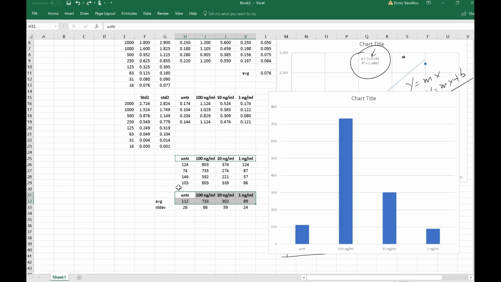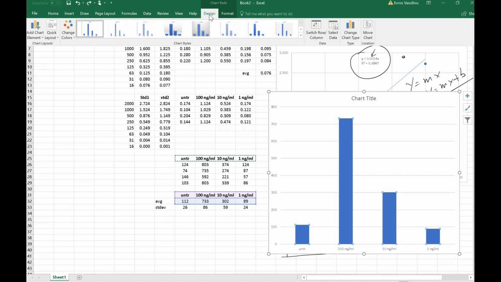All right. So let's put the standard errors. In this particular case, we're putting the standard deviations on the actual bars. So how do we do that? If you click on any of the bars and you go under Design, do you have Design on yours? And slowly scroll all the way to the left in the upper corner and click on Add Chart Element. And slowly scroll down to where it says Error Bars.